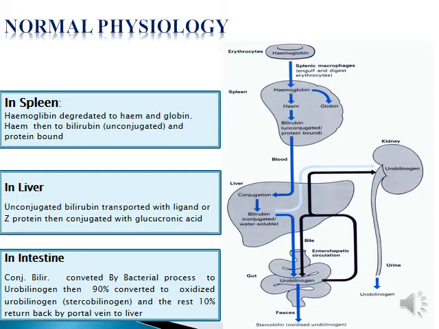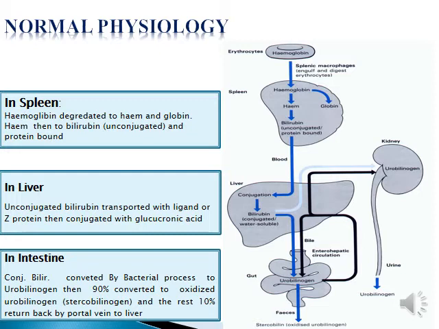Let me speak a few words about the normal physiology of bilirubin. In the spleen, as you can see in this diagram, hemoglobin is degraded to heme and globin. Heme is then converted to bilirubin, which is unconjugated and protein bound. Then in the liver, unconjugated bilirubin is transported with ligandin or Z protein, then conjugated with glucuronic acid to become conjugated bilirubin, and it is water soluble. Then from the liver it is transmitted to the intestine.